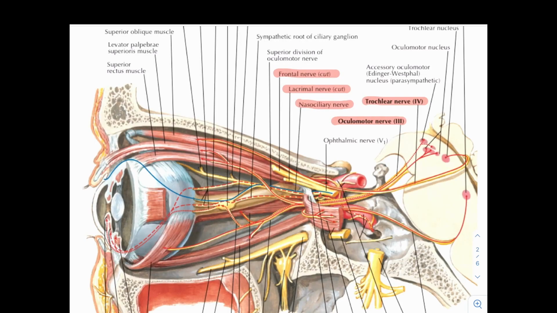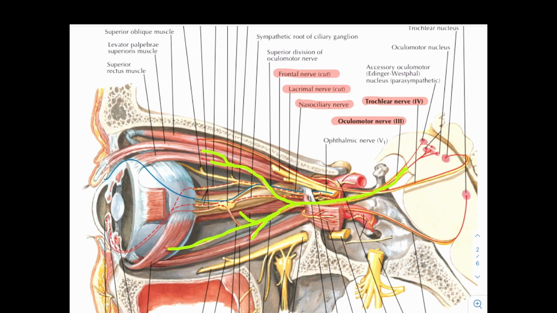Next is the oculomotor nerve. Here in this diagram, you can see the oculomotor nerve supplying the different muscles of the eye. The oculomotor nerve has the superior ramus and the inferior ramus. The superior ramus of the oculomotor nerve enters the orbit through the lower part of the superior orbital fissure. It supplies the superior rectus muscle, then pierces it, and supplies the levator palpebrae superioris muscle.